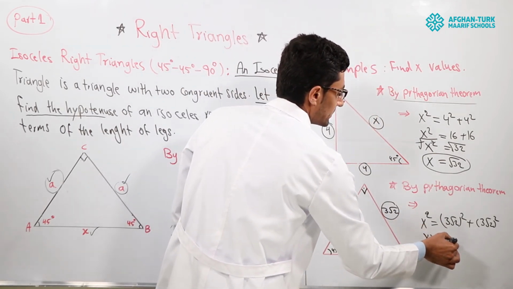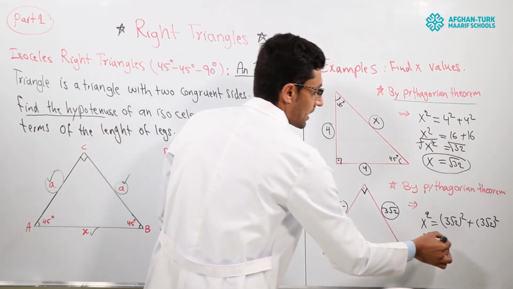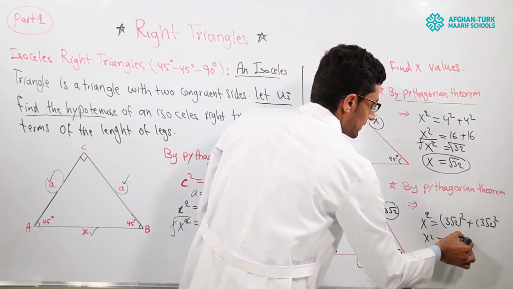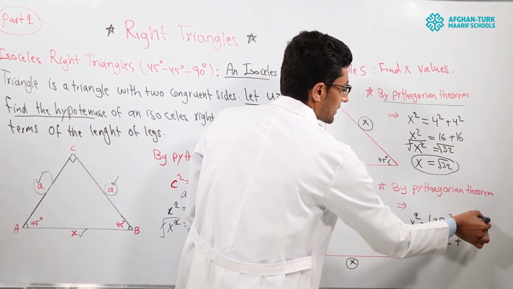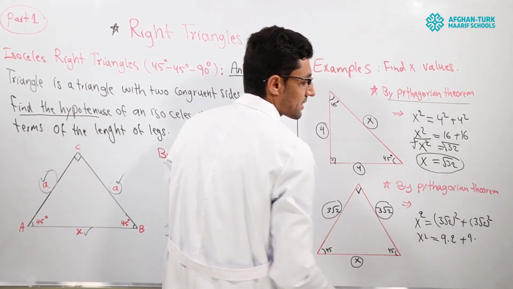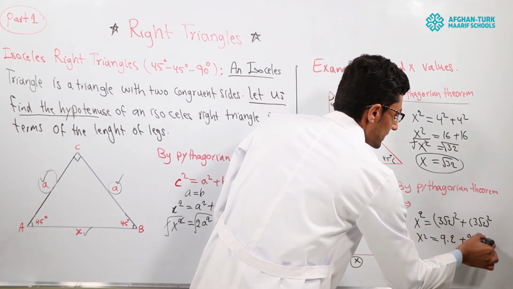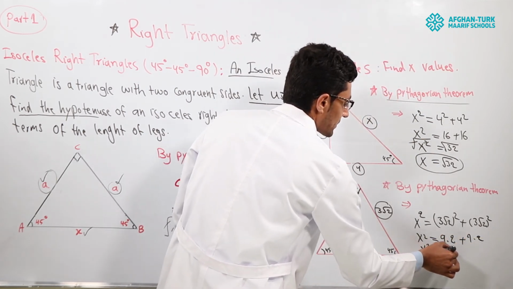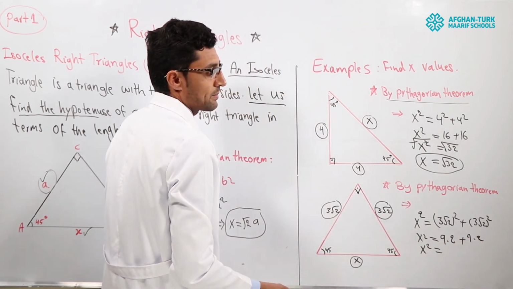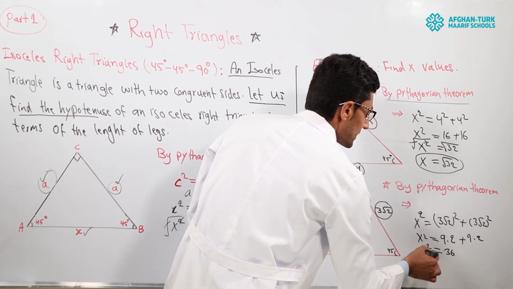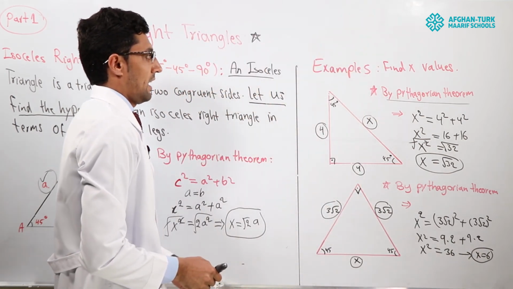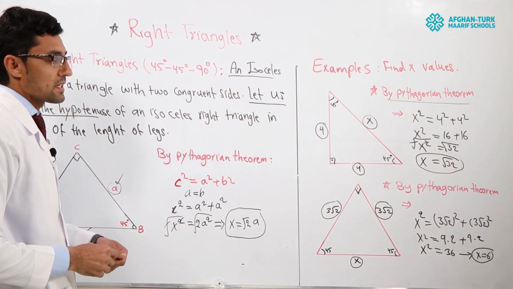x squared is equal to 3 to the power of 2, which is 9, plus 3 to the power of 2, which is 9. x squared is equal to 9 multiplied by 2, which is 18. And 18 plus 18 is 36. So what is the answer? 6. And it was all about isosceles right triangles.